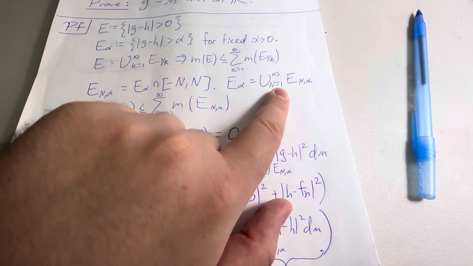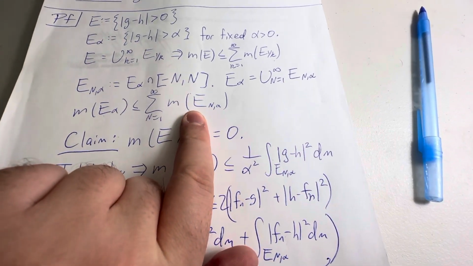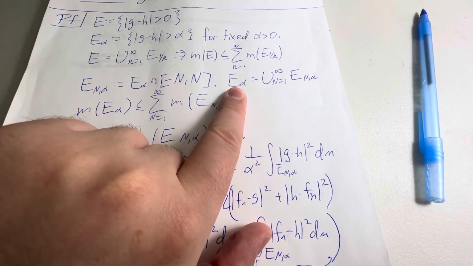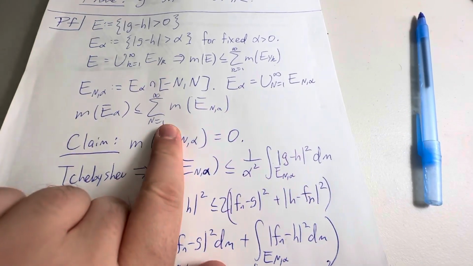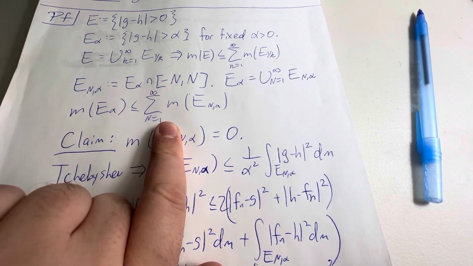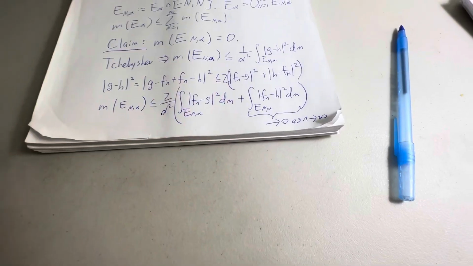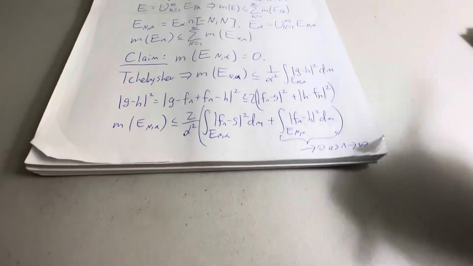So by showing that this set has measure 0, you can get this bound, in which case this set would be bounded above by 0. I keep saying the word bounded a lot, but that's essentially what we need to do.